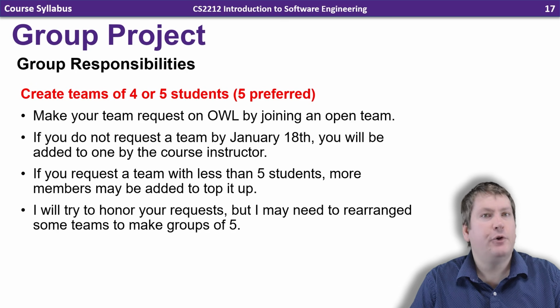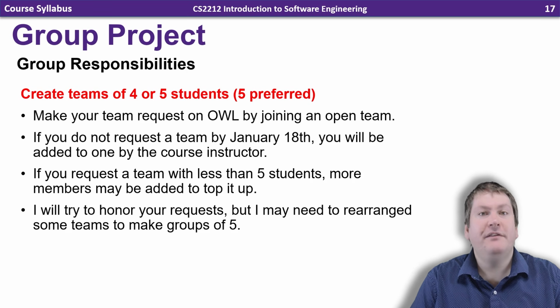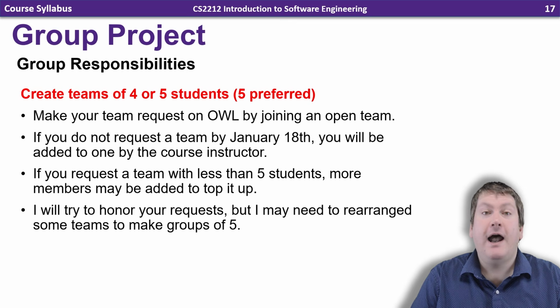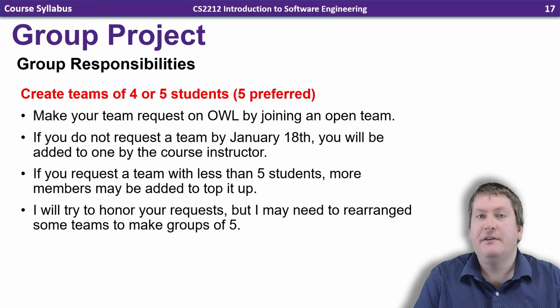If you don't do this by January 18th, you're going to be added to one of the teams randomly by Brightspace. So if you request a team with less than 5 students, I may add additional students to that team to top it up. So if you want to pick your exact team members, make sure that you all join the team and that there's at least 5 of you on the team, and that will guarantee that you get that team. I'll try to honor all your requests, but teams with less than 5 members may have to be broken up to make groups of 5.